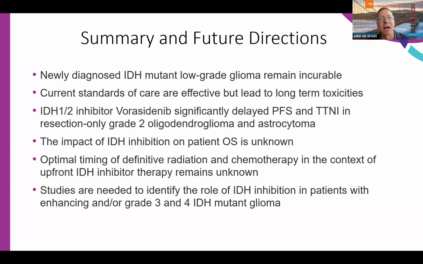The optimal timing is also not really known in terms of the sequencing of an IDH inhibitor with other therapies such as radiation and chemotherapy. So that is something important for us to determine. And then we really need to create new studies to look at IDH inhibition plus other therapies to improve the outcomes of patients with either enhancing or grade 3 and 4 IDH mutant glioma.